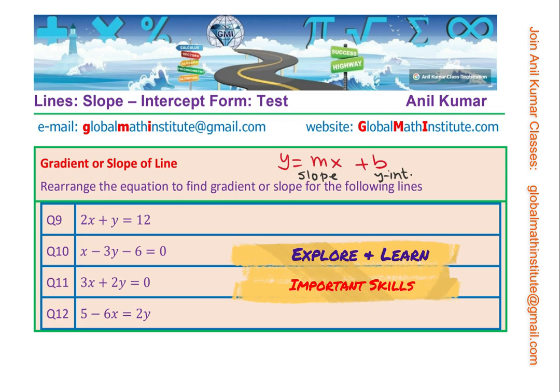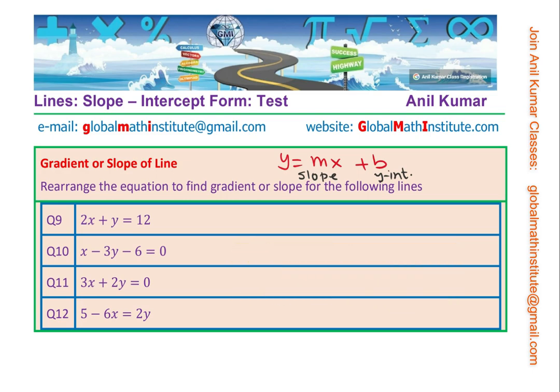2x plus y equals 12. Rearrange means isolate y. So we can write y equals minus 2x plus 12. And clearly, from here, we know that the slope, which is given by m, is equal to minus 2, which is the coefficient of x. Clear? The next line. So next, here we have x minus 3y minus 6 equals 0.